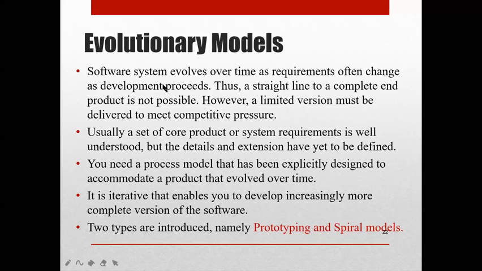The software system evolves over time as requirements often change as development proceeds. It means that when we go to the development stage, at that time also our requirements used to get changed. So at that time, what will happen? Our software system again gets involved to change all our requirements to proceed further. In this way, a straight line to a complete end product is not possible.